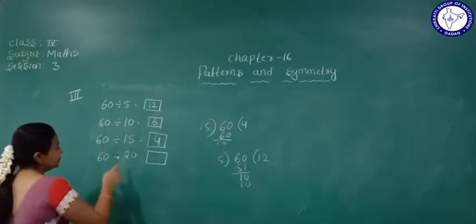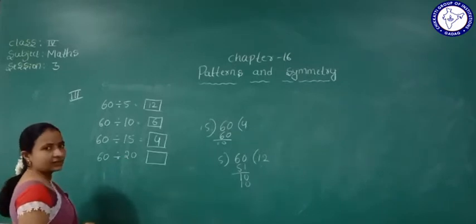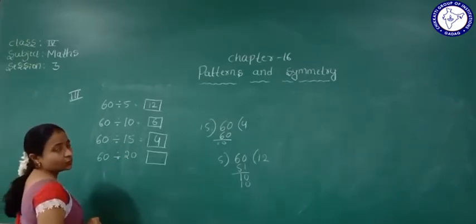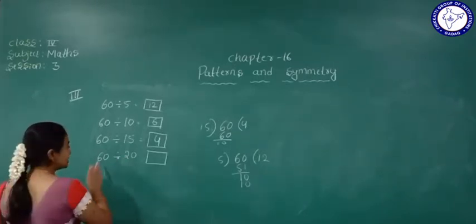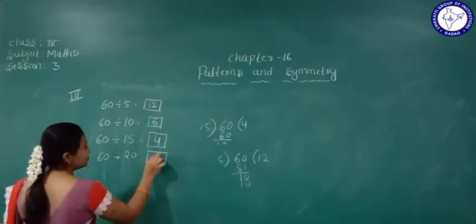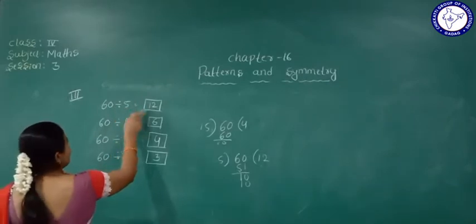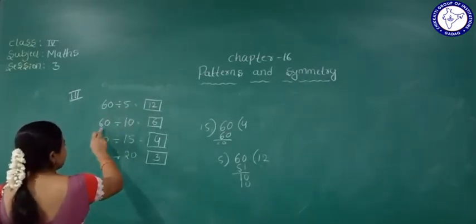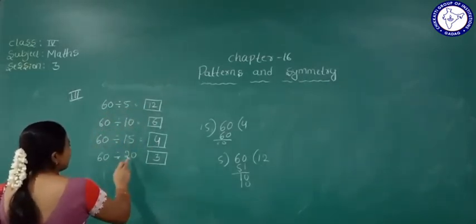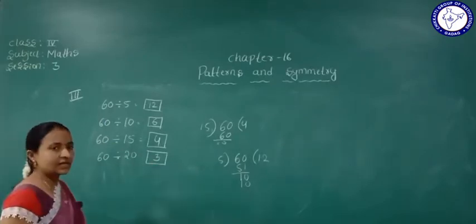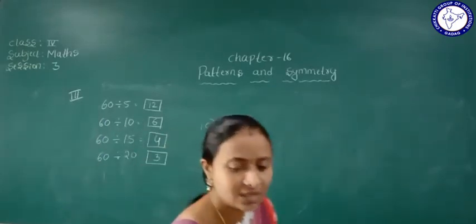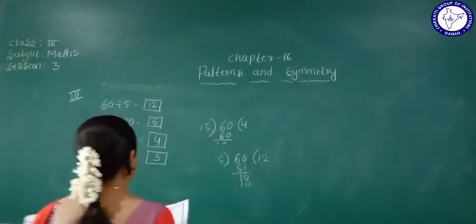Next, 20 how much is 30? 2 1s are 2, 2 2s are 4, 2 3s are 6. It means 2 3s are 60. Here see, 5 12s are 60, 10 6s are 60, 15 4s are 60, 20 3s are 60. We can get the answer, that is 6. See, this is a pattern that can be mentioned here.